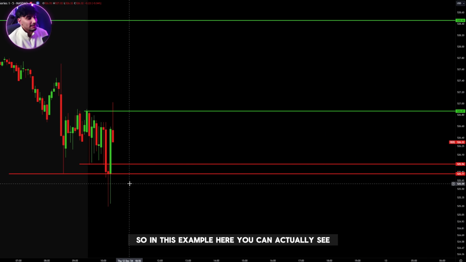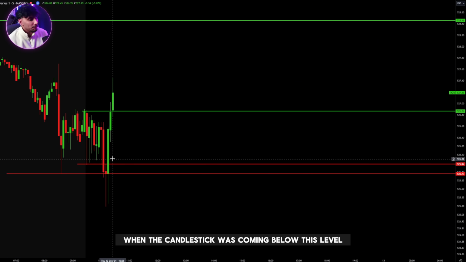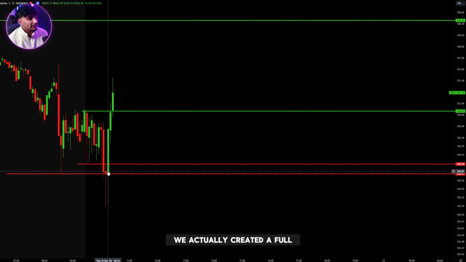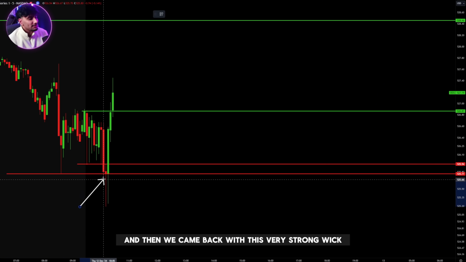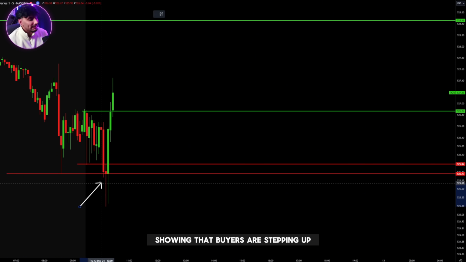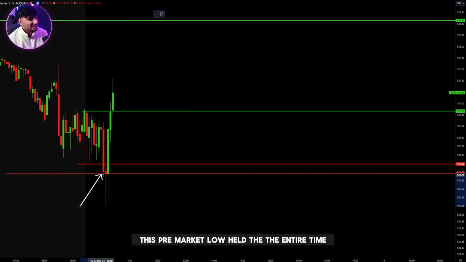So in this example here, you can actually see when the candlestick was coming below this level, we actually created a full bearish candle down, and then we came back with this very strong wick on both of these candles, showing that buyers are stepping up. We never actually broke below this pre-market low. This pre-market low held the entire time.